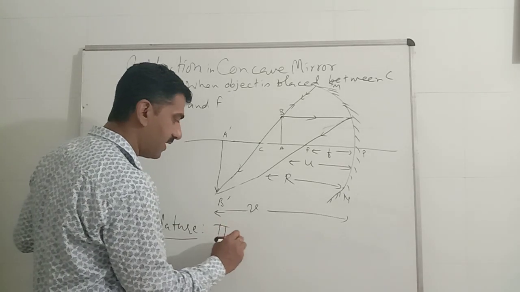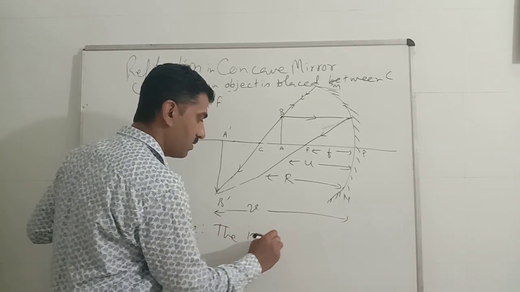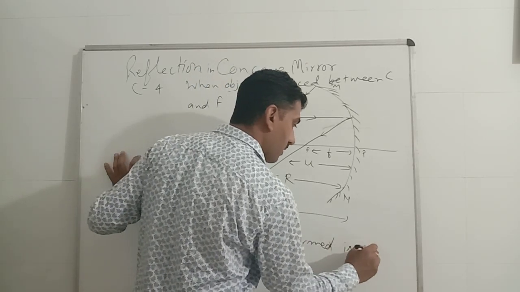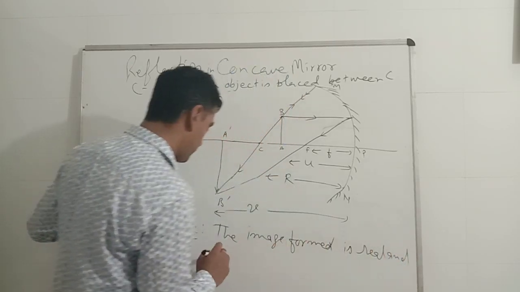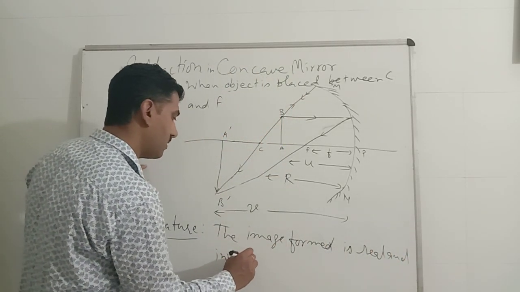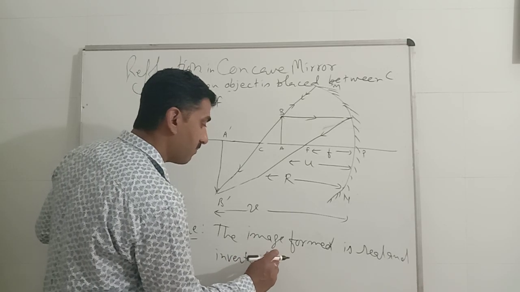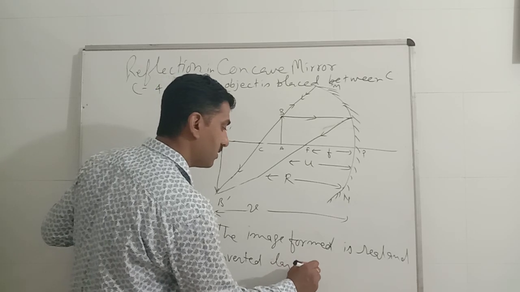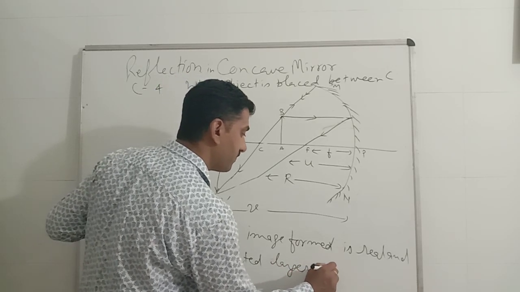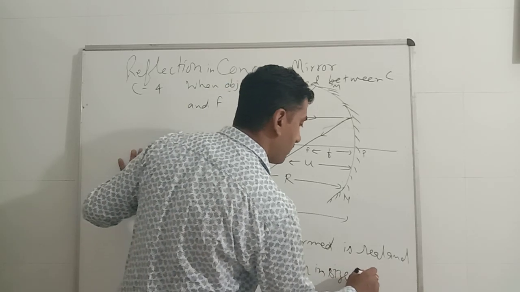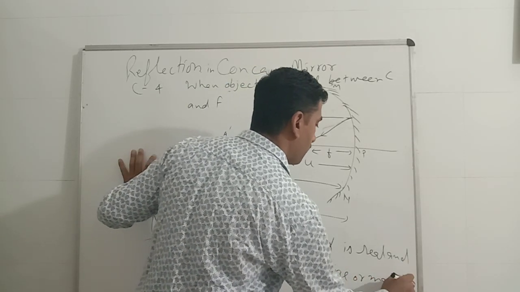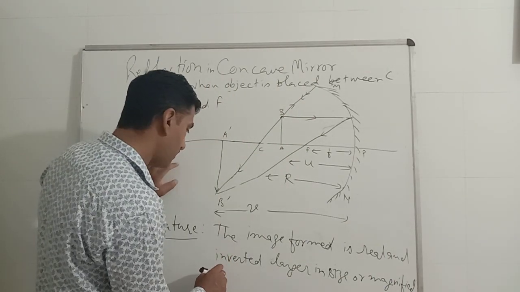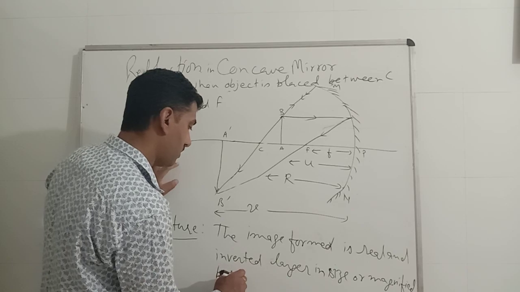The image formed is, again, real and inverted, highly magnified, larger in size. Also you can write larger in size or magnified. So it is larger in size, magnified, and behind C.